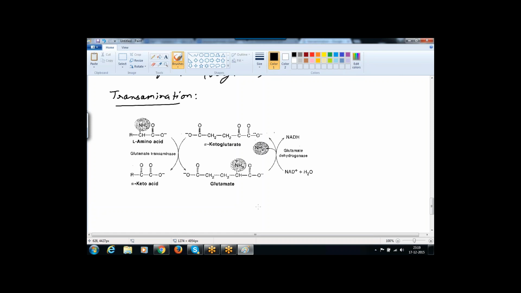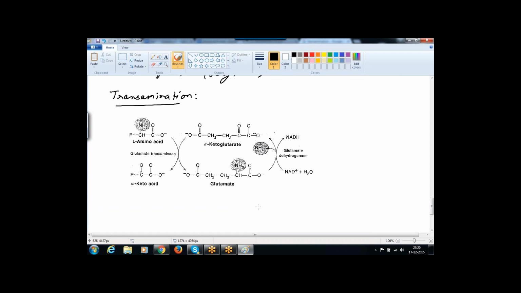Okay, now listen to this carefully. Please stop writing for some time. I'll put this picture on document. In fact, it is already there on your document. As the word itself says, transamination, that simply means transfer of the amino group from one thing to the other.